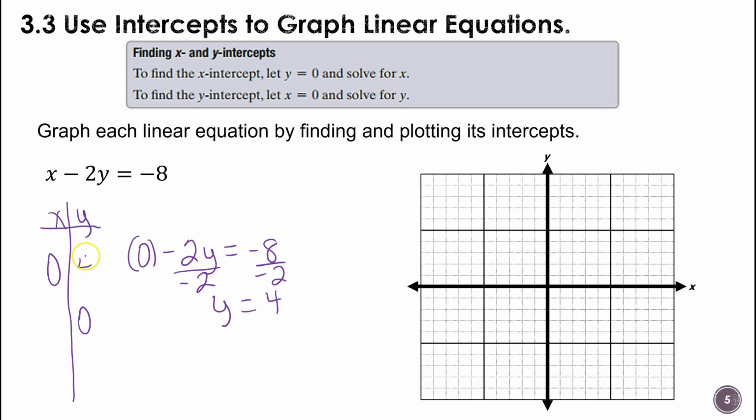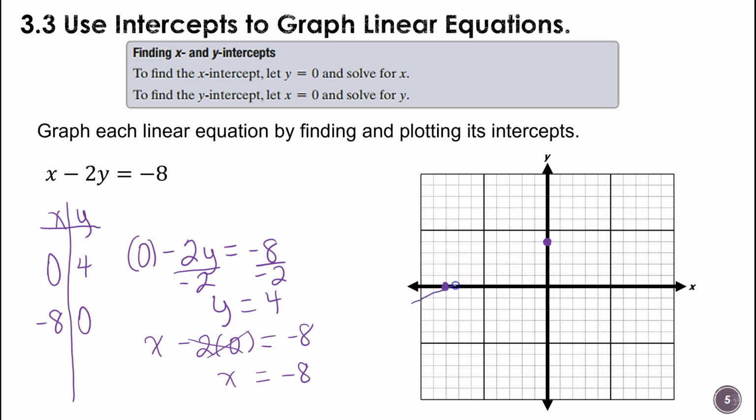And then let's put the 0 in for y. So x minus 2 times 0 equals negative 8. So that's eliminated, and I just end up with x equals negative 8. And so we can graph these 2 points, and that will make the line. So there's the point at 0, 4. And then I'm going to have a point at negative 8, 0.